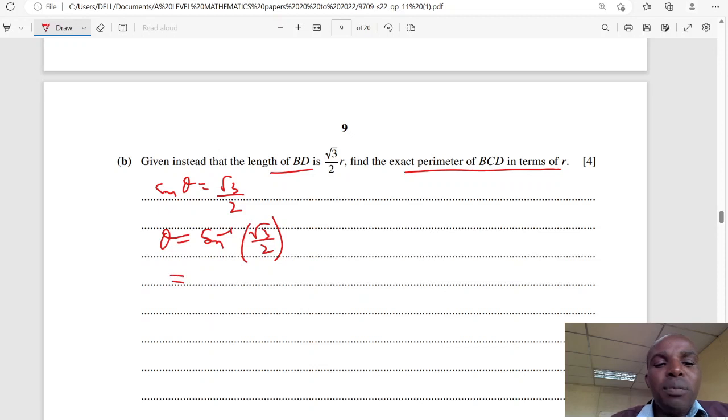All those things that I put there, you're supposed to show them here. Arc sine of root 3 divided by 2 is 60 degrees. And 60 degrees, I can say, is pi over 3. So my arc length is r theta, which is pi over 3 r. So that will be my arc length.